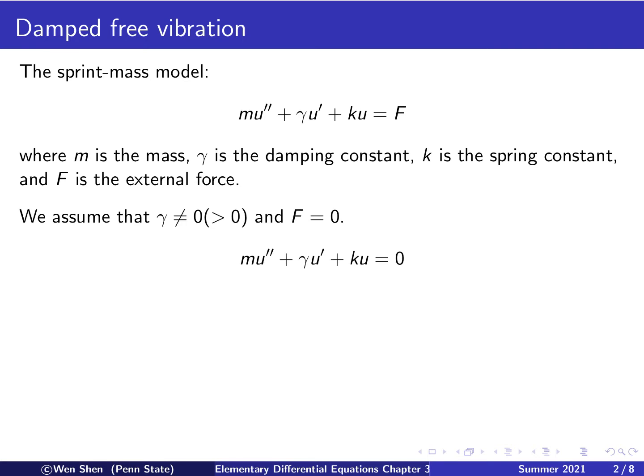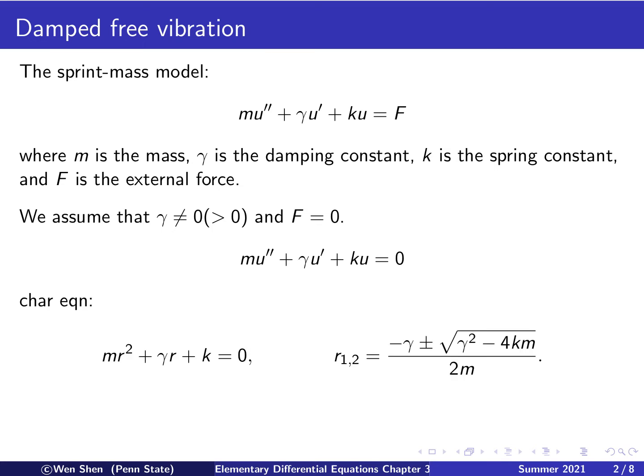So we now consider damped free vibration, meaning that gamma, the damping constant, now is not zero, and it's never a negative constant, so it's actually now strictly bigger than zero. And the free vibration means there's no external force, so F is zero. So basically we'll just have this homogeneous equation with zero on the right hand side. So this is a constant coefficient second order homogeneous equation. We know how to solve it.